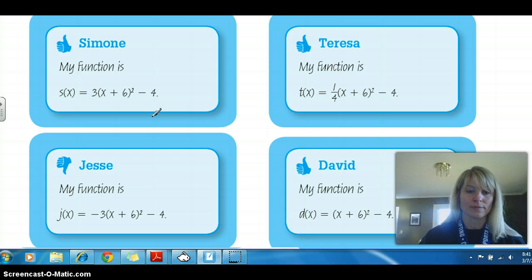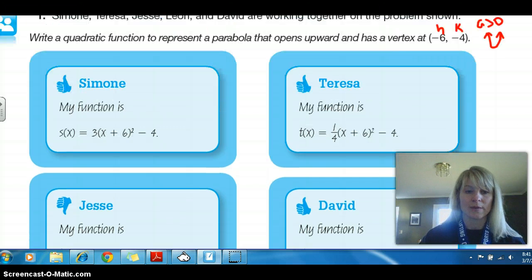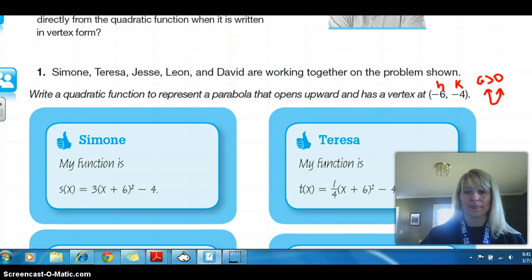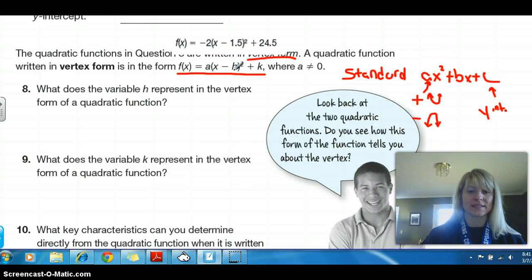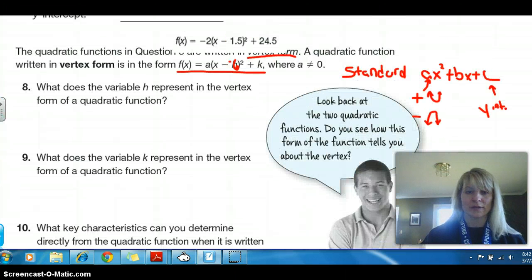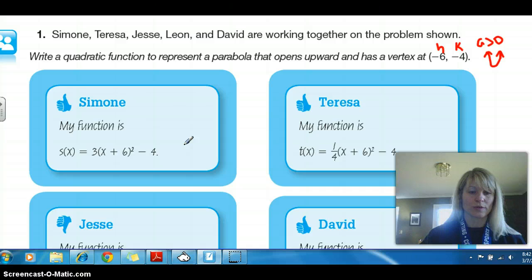Okay, so let's look at Simone. Simone has a as a 3, so that works because a has to be greater than 0. But my vertex is at -6 for the h. And remember, when we plug in -6 here, we'll have a negative, which should make this a +6. And this has a +6. And then this has -4 for the k. So if we look up here, this should be -4. So that should be -4. So this one will work.